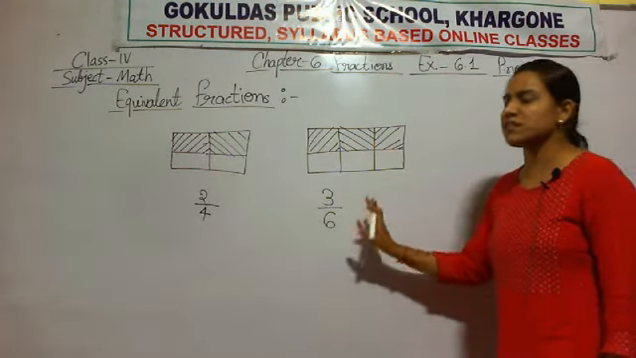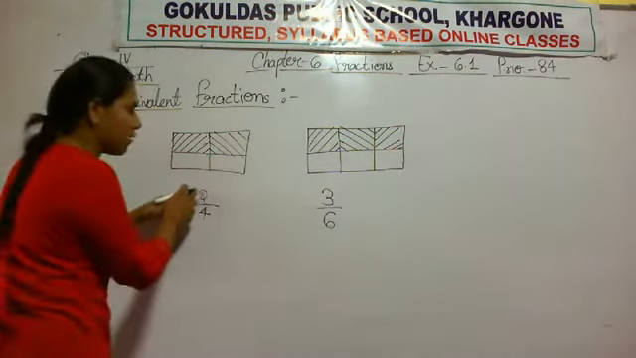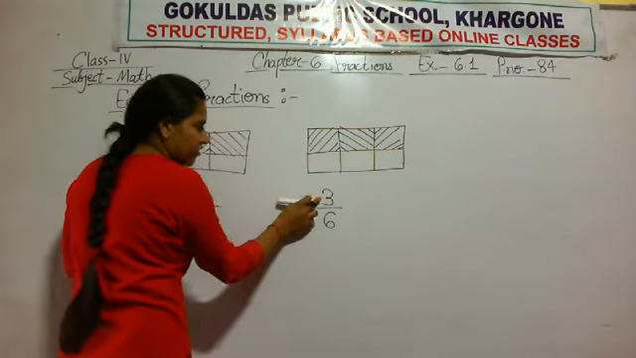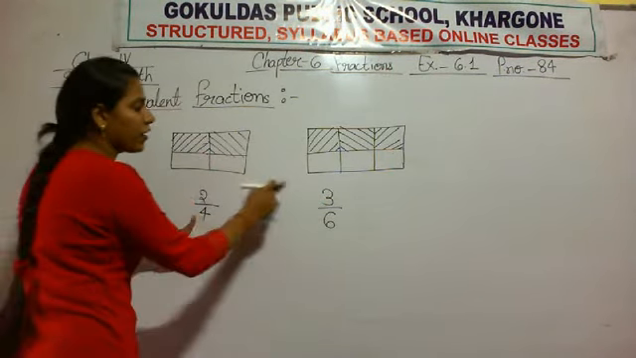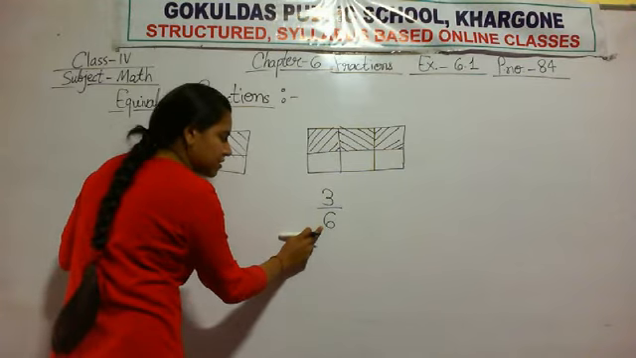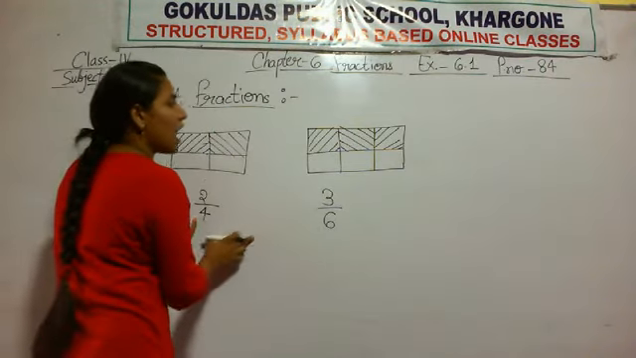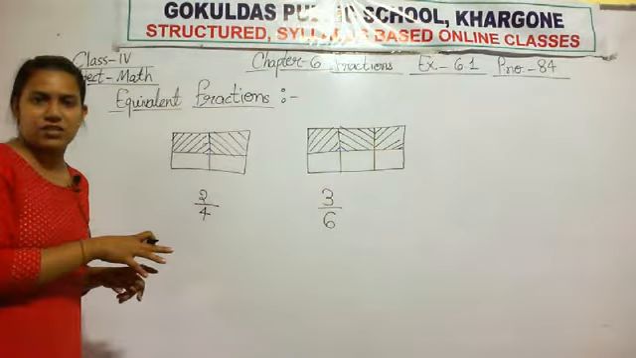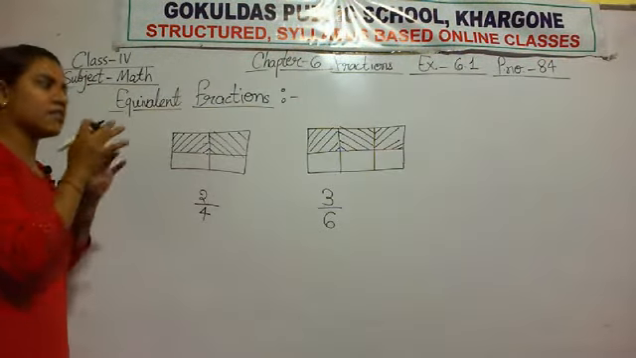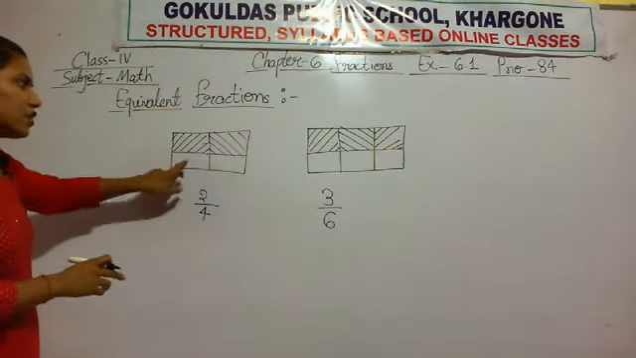Both the fractions have different numerators. Here the numerator is 2, here the numerator is 3. Here the denominator is 4, in this fraction the denominator is 6. But both are showing the same value.